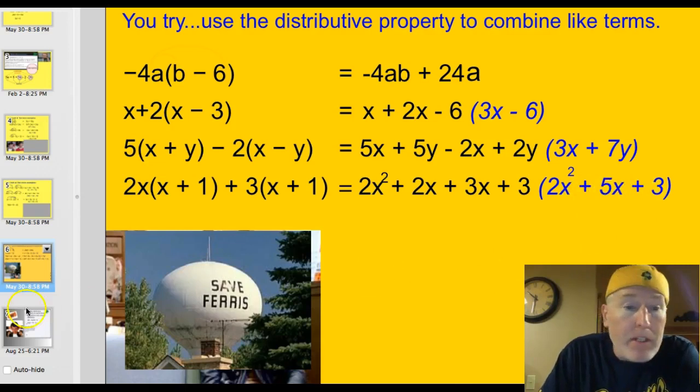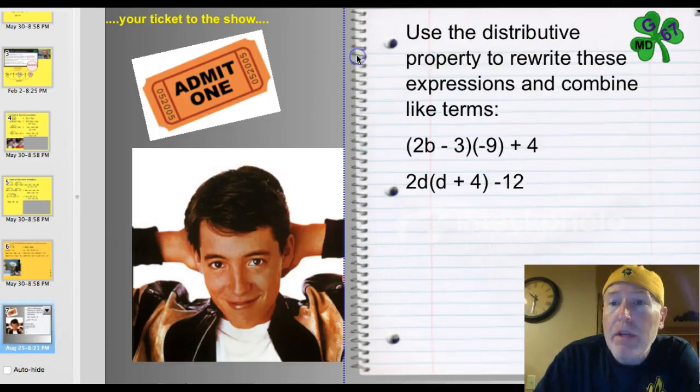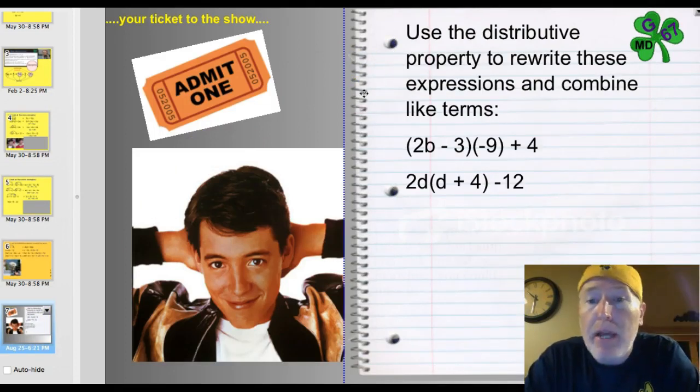All right, time for your ticket to the show. Use the distributive property to rewrite these expressions and combine like terms. I'll give you a second to copy those down.